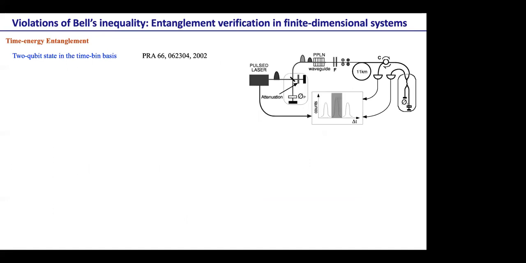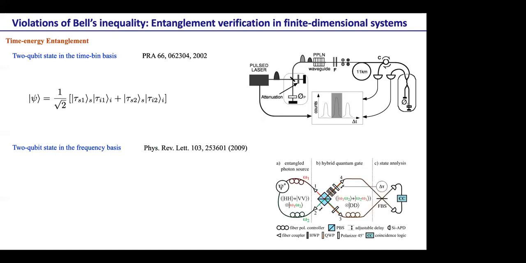So you can do similar things in time energy. For example, this was a two qubit state done in 2002 in the time bin basis. You define the time bins, very small time bins, and using that, again, I don't want to go through the whole detail, but the idea is the same. So by defining time bins, you can make this qubit state. And this was in frequency. What I'm trying to show is that the basic ingredient in quantum information and quantum communication, at least at this point, is a two qubit state. And these are the different implementations of a two qubit state.